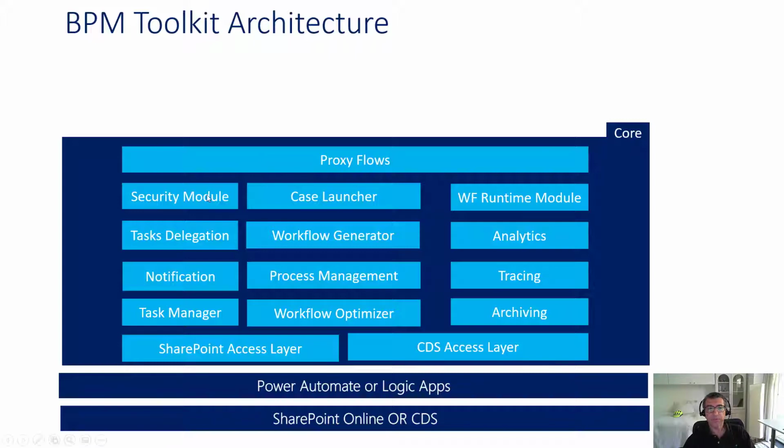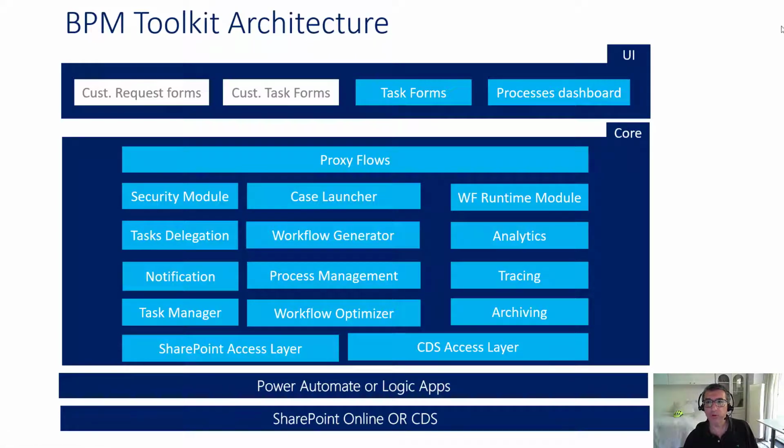But we have different submodules. For example, we have the case launcher. If you create a case, automatically the system will create the different steps for your case. You can specify that this kind of case follows this kind of workflow, so the system knows how many steps and what kind of steps it has to go through, and it will generate them. So we have the workflow generator, case launcher, and different modules like archiving, tracing, analytics, notification, task delegation, etc. And an abstraction layer on top of the SharePoint access layer, and then an abstraction layer on top of CDS. I still have to write these layers.